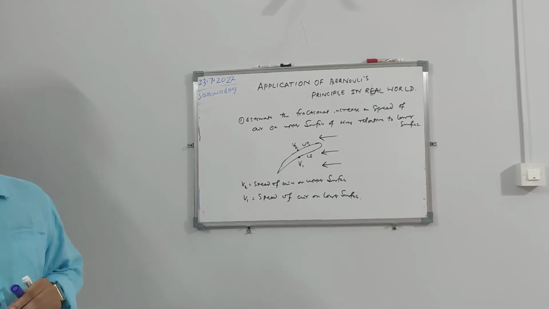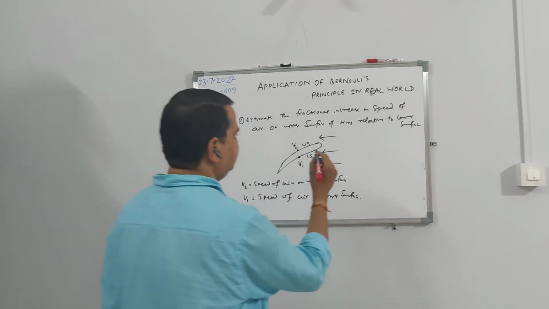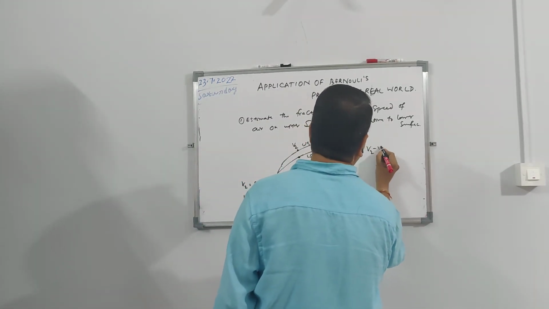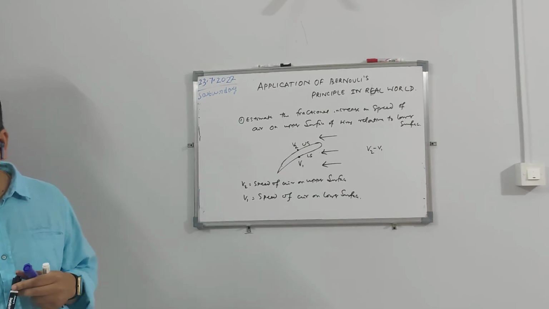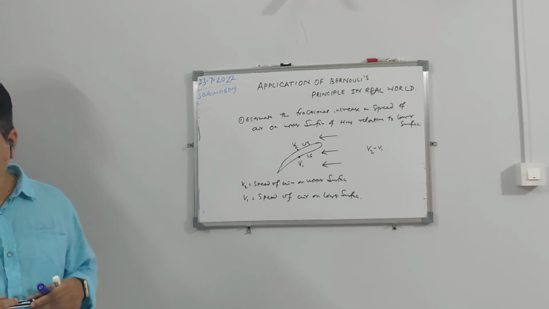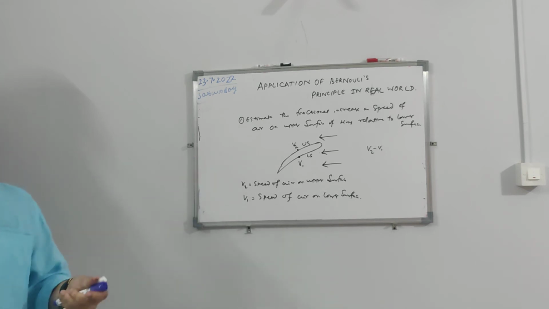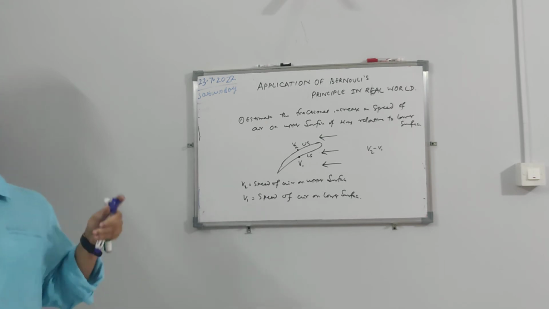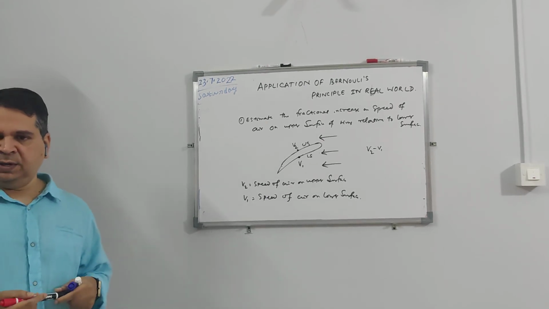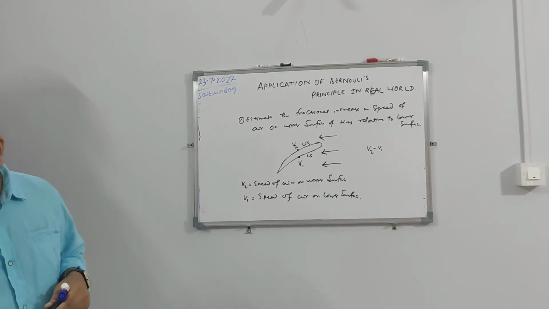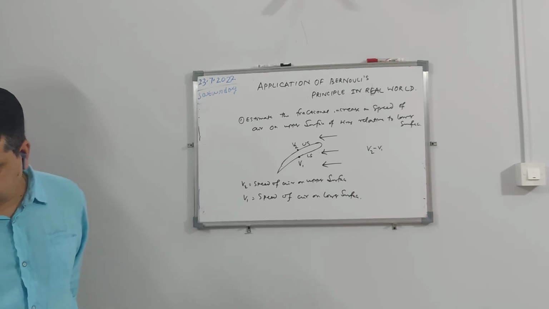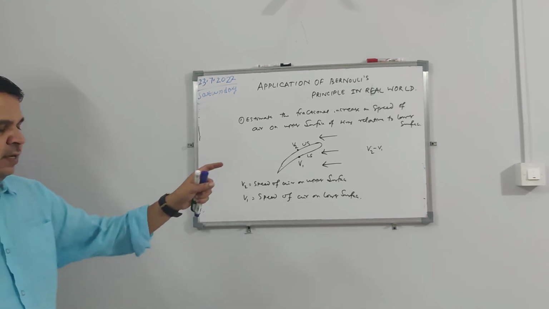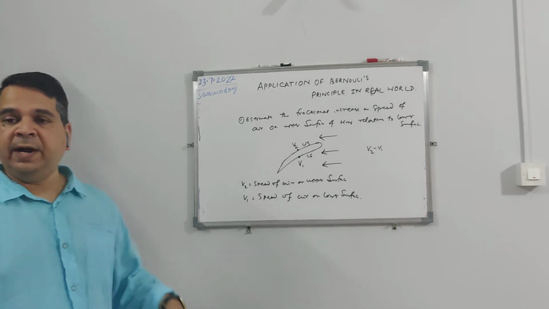Fractional increase means V2 minus V1. V2 minus V1 is the increase in speed of air on the upper surface with respect to the lower surface. So this is the difference, and you want to find the fractional increase.